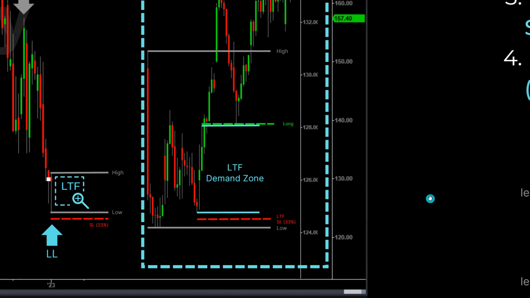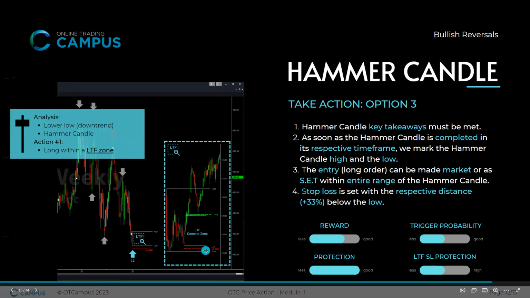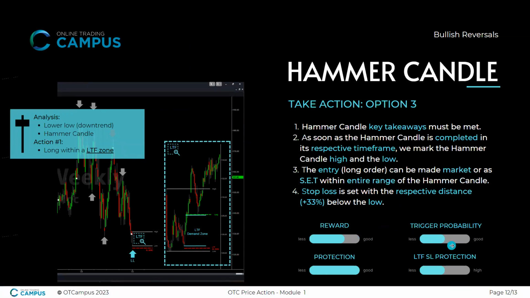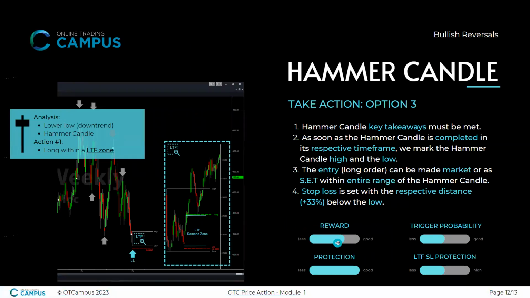For example, 33%. Let's go to number 4. Stop loss is set with a respective distance, plus 33% below the low is possible here, right? If you use this, or maybe the lower time frame stop loss. And let's go here. You see, we have like 4 categories right now. The reward is definitely better, right? Around 75% better than option 1, definitely better than option 1.